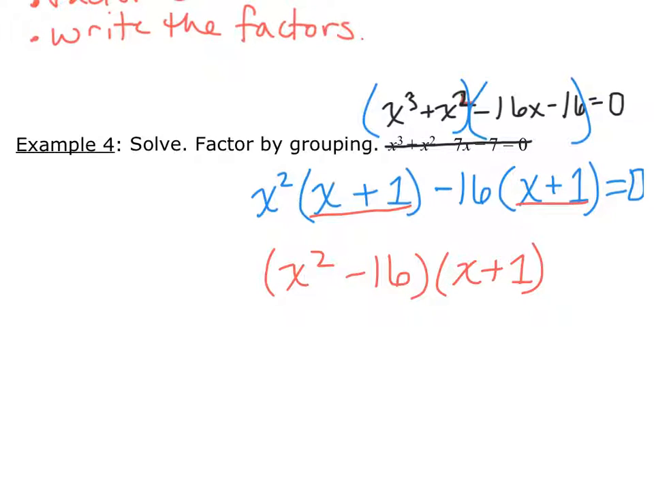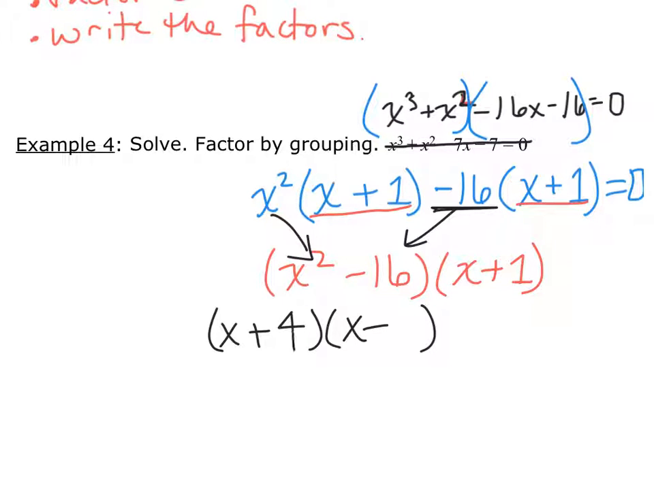So is this a difference of two perfect squares? Yes. What's the square root of x squared? X, so I have x. Wait, why'd you put minus 16? Because we have a minus 16 here. Good question. All right, so we're going to have plus and minus. And what's the square root of 16? 4.